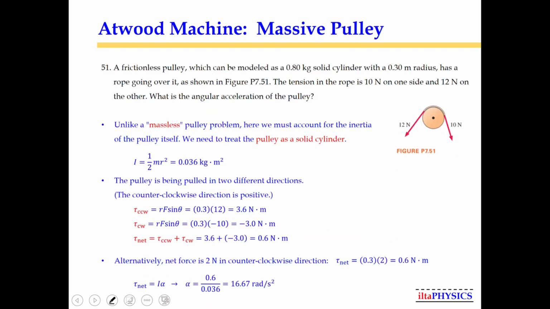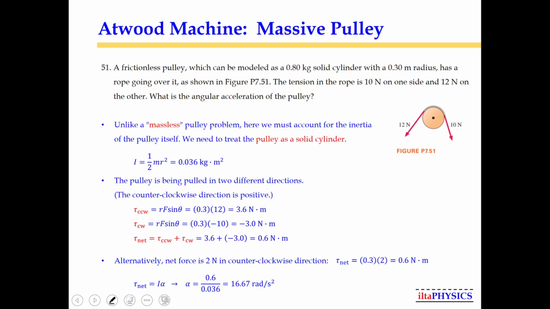Problem 51 is an Atwood machine type problem, but instead of masses on either side, it gives us the direct pulling forces as conditions. Since the objects themselves aren't given, we aren't looking for linear acceleration of an object. Instead, the question asks for the angular acceleration of the pulley itself.